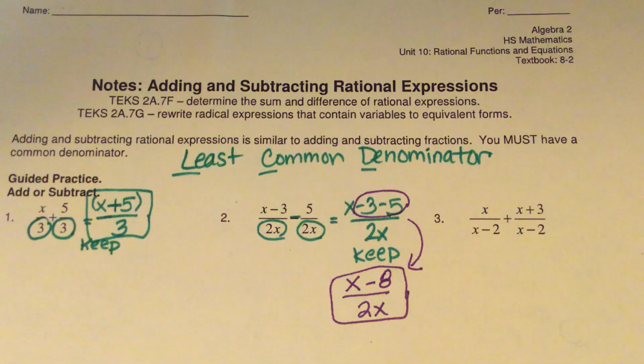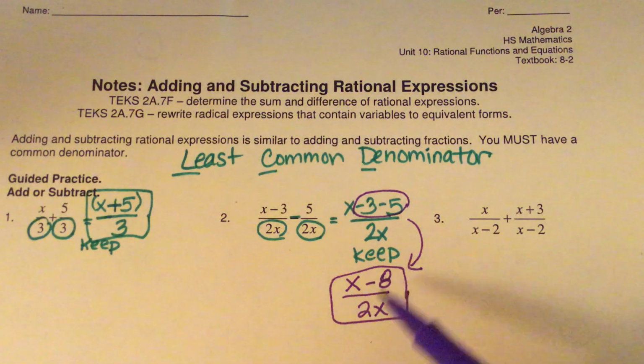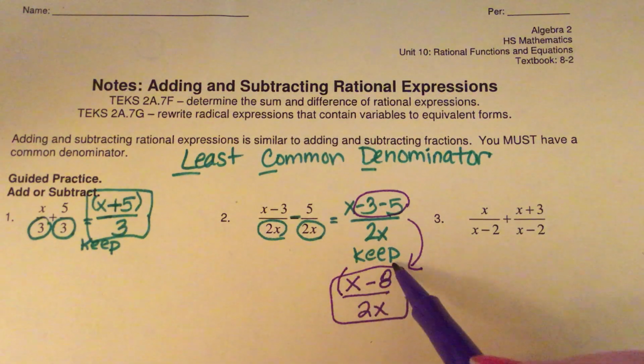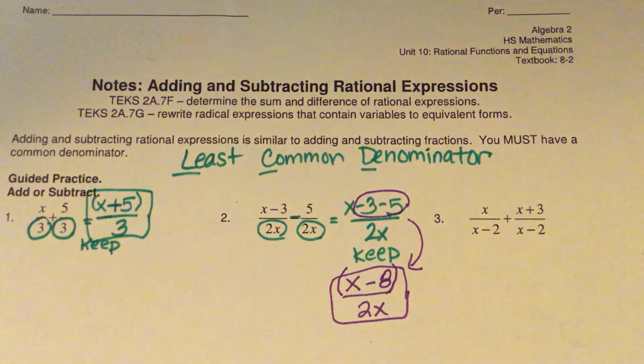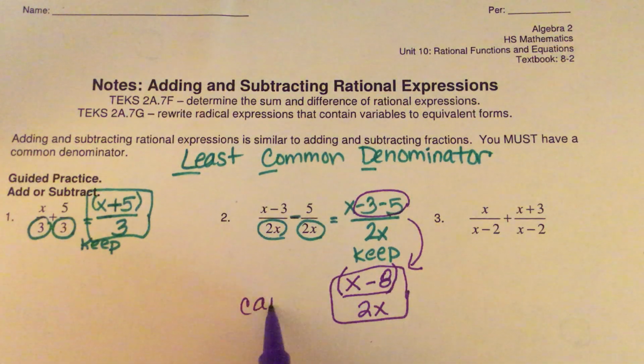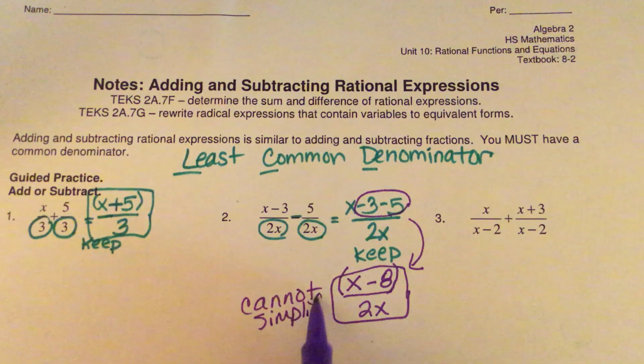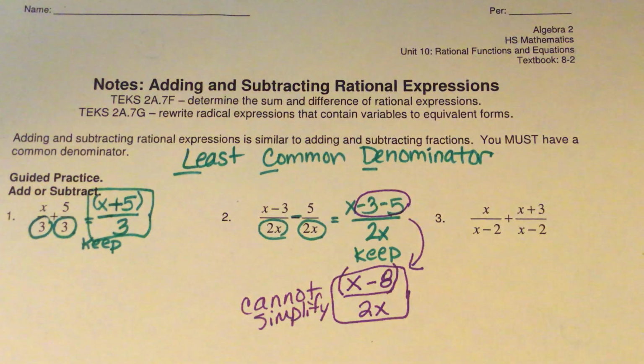And that's our answer. Remember, we cannot simplify right here because this is connected. And so we can't say, oh, well, 2 goes into 8, or I can cancel off my x. We cannot cancel anything off over here. You cannot simplify anything else. That is your answer.